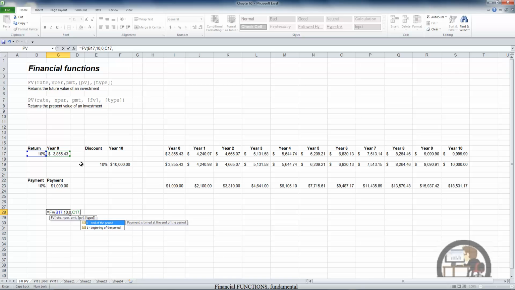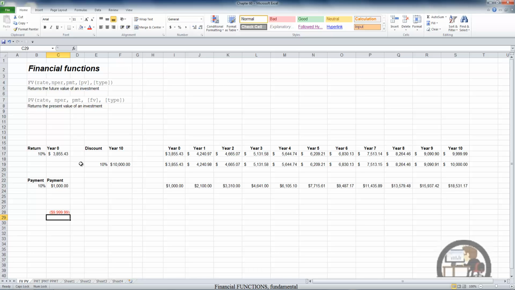The second optional argument is the type. This type is associated with a payment. You are either making a payment, as far as the calculation is concerned, at the beginning of the period or the end of the period, which will then determine what sort of interest you're earning on that money. Since we're not making a payment at all, we're not going to define that argument. So I'm going to backspace and enter, and the future value function has returned exactly the same amount of money that I've calculated in row 17, column S.